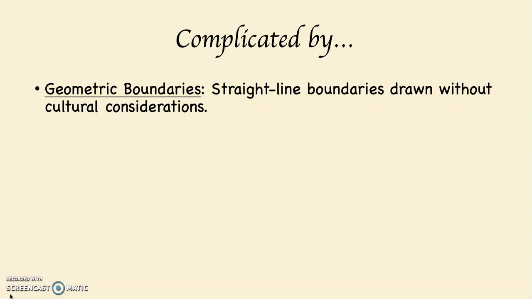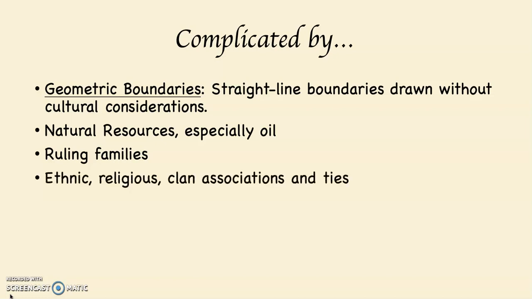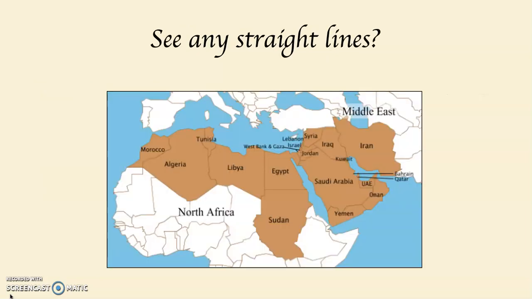Ultimately, as borders were drawn, they paid more attention to things like natural resources, especially oil, cooperative ruling families, and the thing they didn't concern themselves about were ethnic, religious, and clan associations and ties. See any straight lines? And here we are.